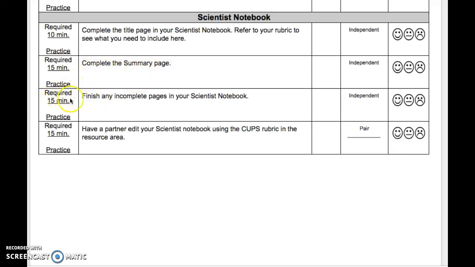The next activity is required for 15 minutes. It is practice. Finish any incomplete pages in your scientist notebook. The last section is required for 15 minutes. It is practice. Have a partner edit your scientist notebook using the CUPS rubric in the resource area.